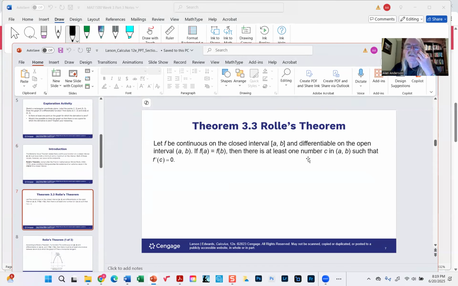All right, so what they're telling us is, suppose the function is continuous over the closed interval, and it's also differentiable everywhere except possibly at the two upper and lower limits. Now, by the way, this only works under the following conditions.